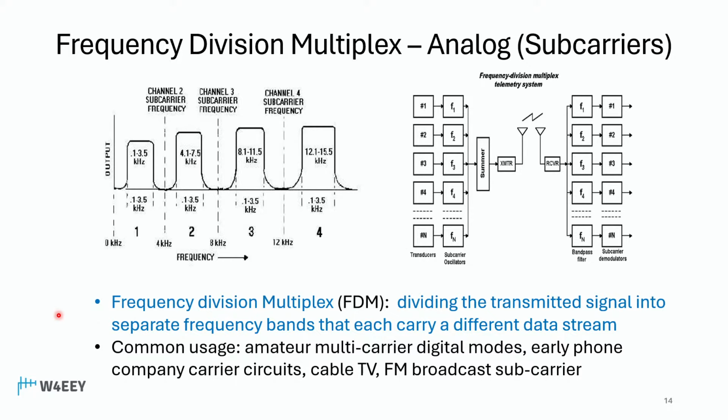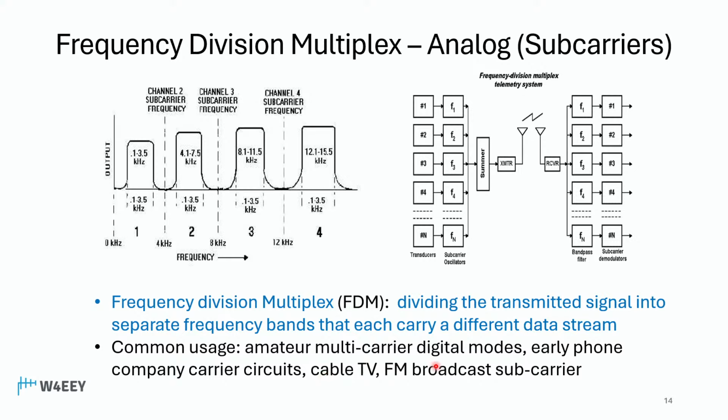Getting into the context of the pool question, frequency division multiplex, or FDM, we're dividing the transmitted signal into separate frequency bands that each carry a different data stream. Now this doesn't happen on HF, okay? Let me say that right away. It would take up way too much room. So where do we see this technique used?